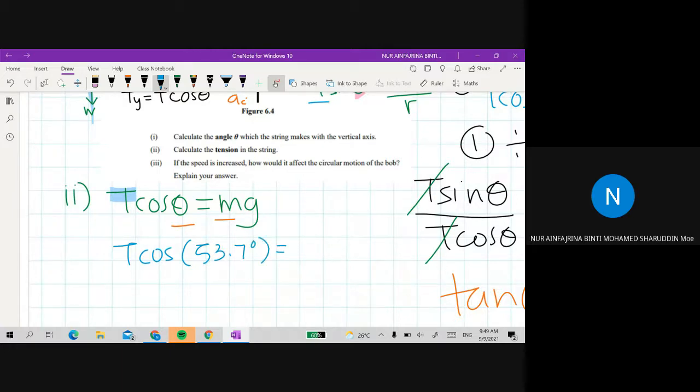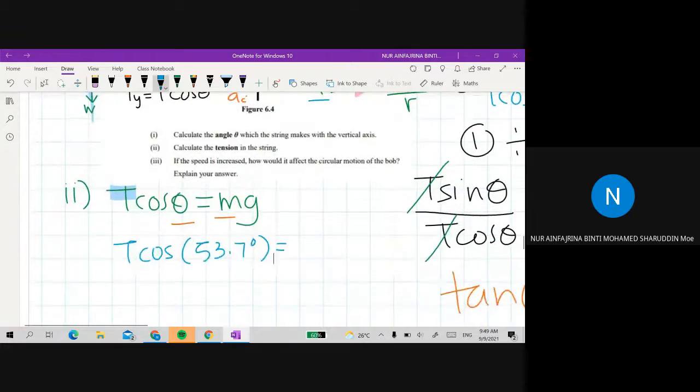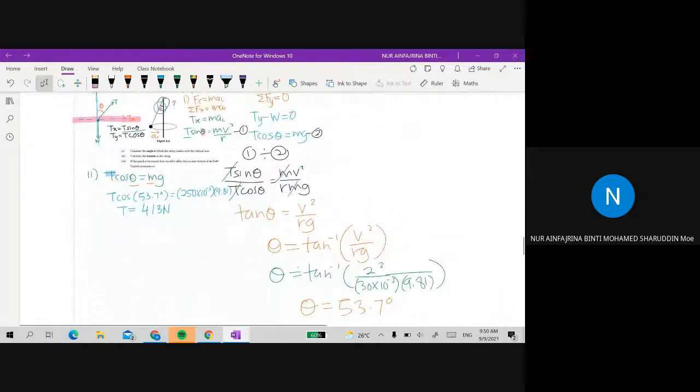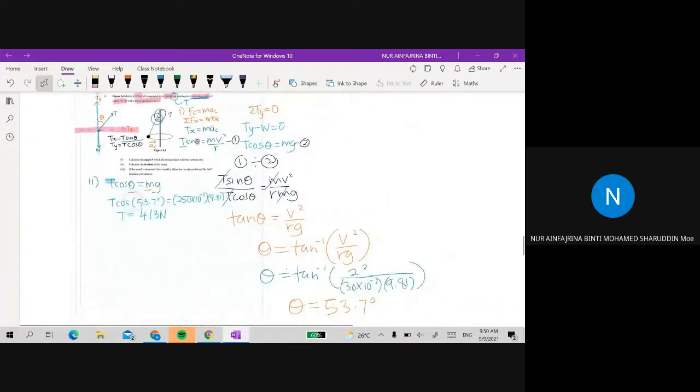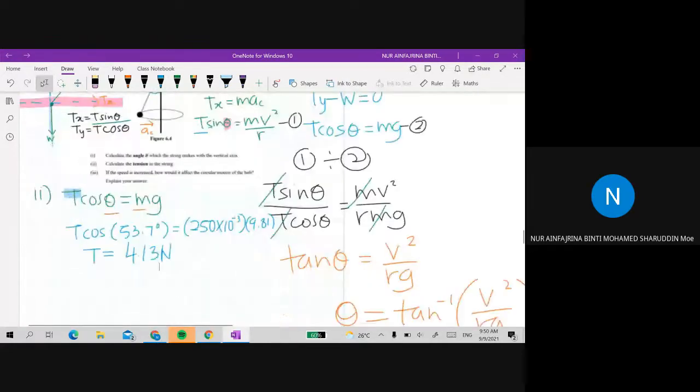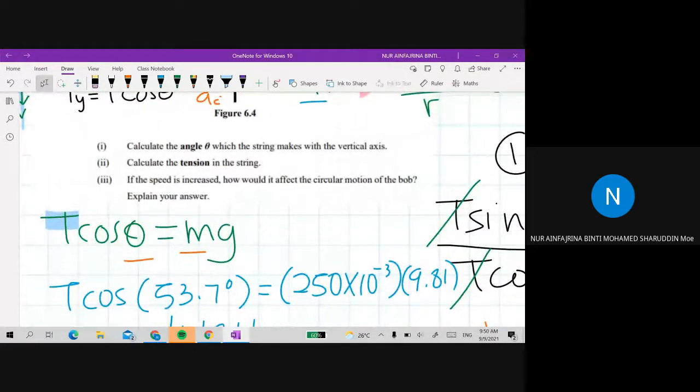equals to mass. Mass awak berapa? Your mass is 250. Change it to gram? Are you sure? Change it to kilogram. Okay, now so you will get your tension 4.13 Newton. Okay, boleh? Okay, so far so good everyone? Yes. Good. Yes, alright. Okay, now. Later I'll give you some times to mark your work and check your work.